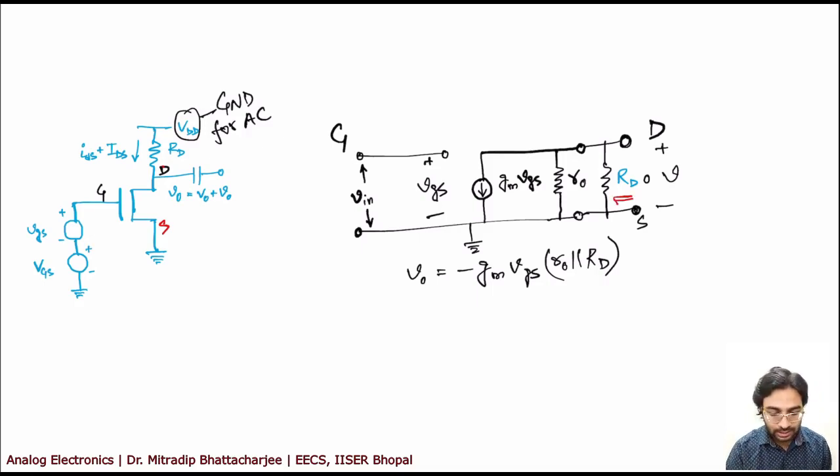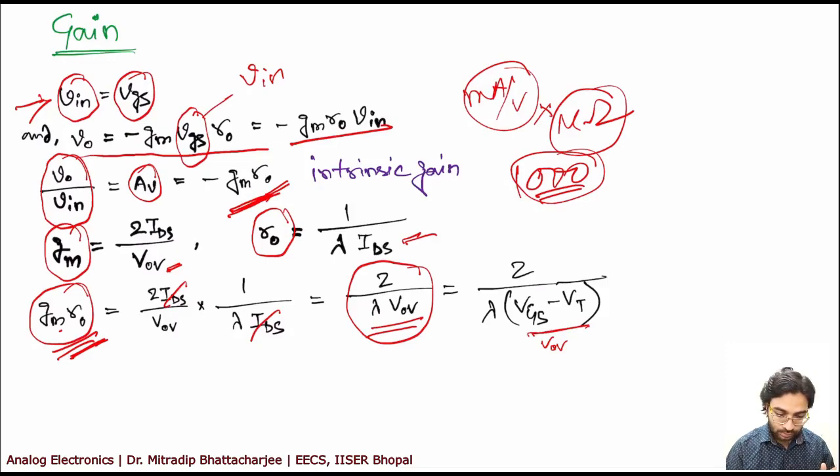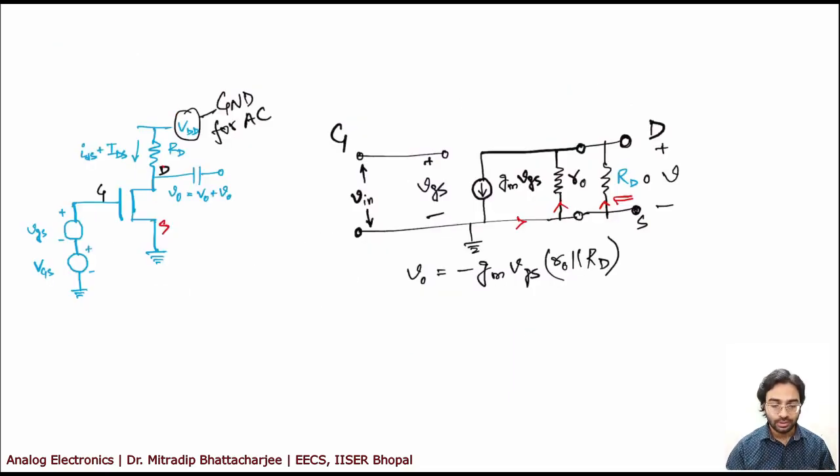So actually the current that is flowing through this GM VGS will be flowing through R0 and RD as well. So RD will come in parallel to R0. So whatever expression I have shown you here, this R0 is not now R0. It is actually R0 parallel RD. Now if you put a smaller value of RD, the whole combination will go down.